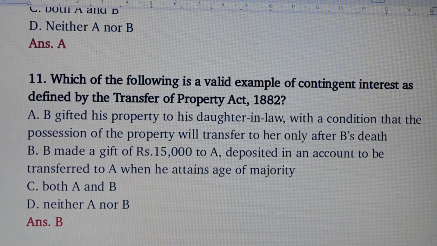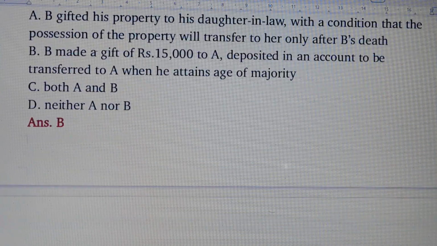Question number 11. Which of the following is a valid example of contingent interest as defined by the Transfer of Property Act? Answer is option number B, B made a gift of rupees 15,000 to A, deposited in an account to be transferred to A when he attains age of majority.